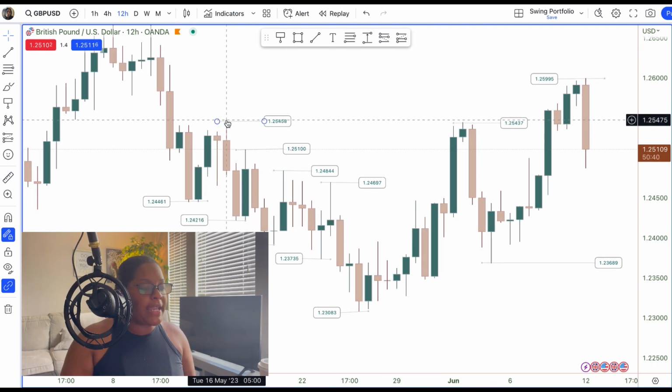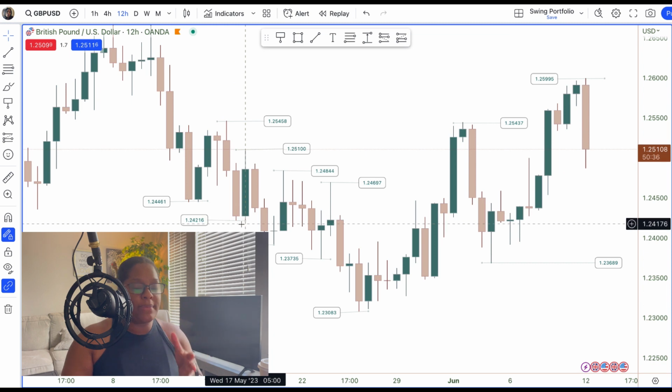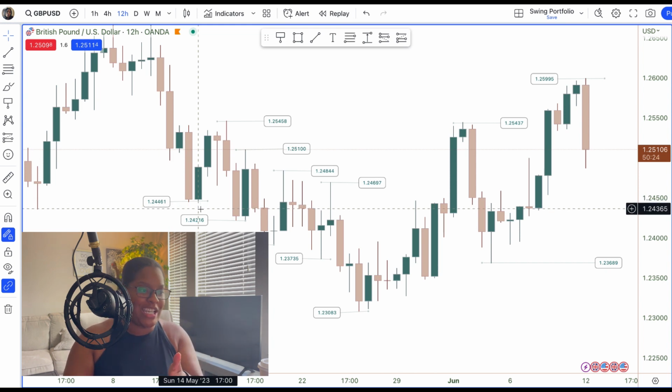When we get to this high here, we can see that price went from 1.25 down to 1.24. So this is price showing us that there was a downtrend going on because price just made a new lower low past the previous lower low. That's how you know price is in a downtrend, just in case you didn't know.